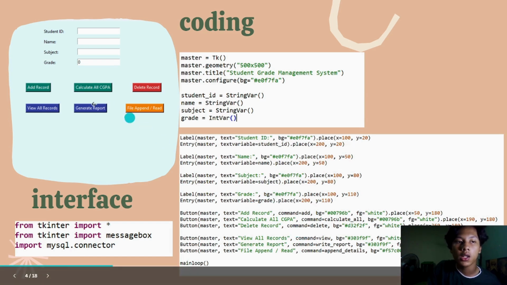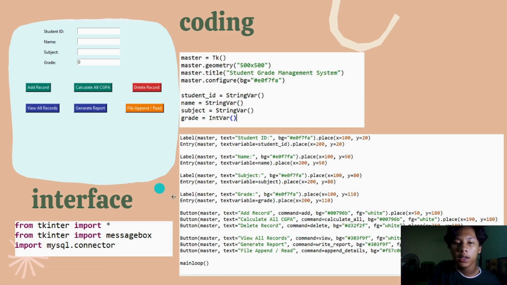So the next one is for the buttons. The first button is Add Record. We use the background green and the command is add. For the text inside, we use white so the user can see it clearly. We place it at x equals 50 and y equals 180.